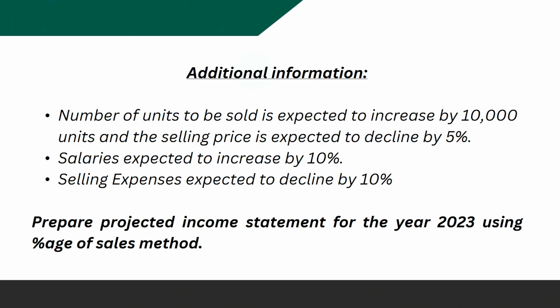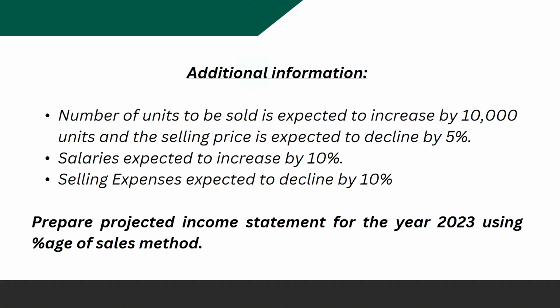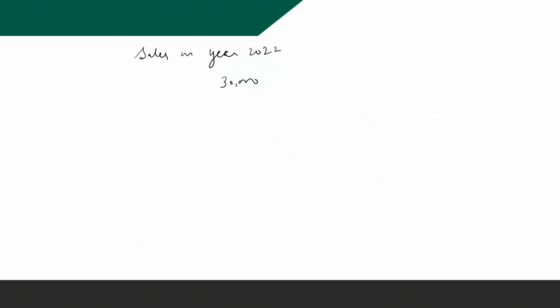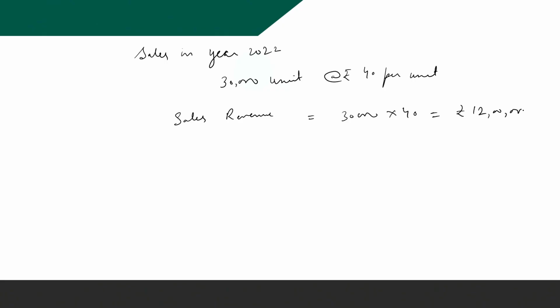So first we take the base year, that is our 2022. The sales in year 2022 are 30,000 units as given in the question at the rate of 40 per unit. We got the total sales revenue equal to 30,000 into 40, that comes to rupees 12 lakhs.